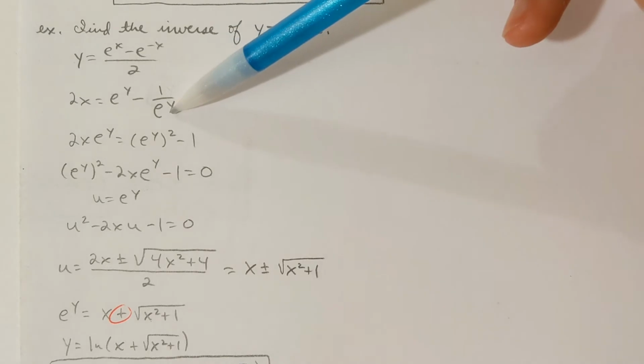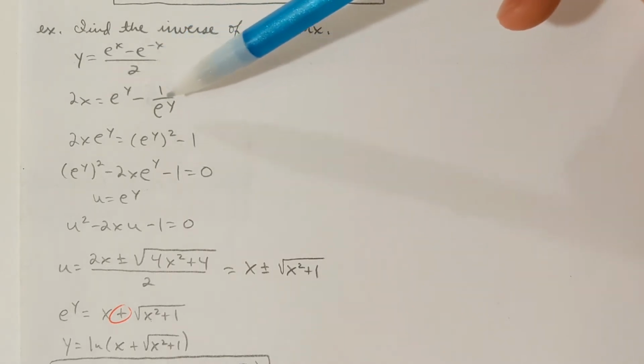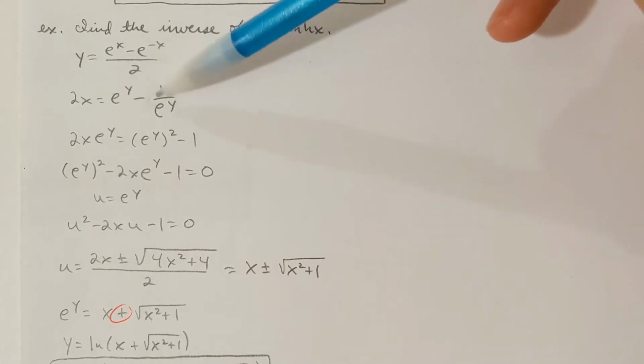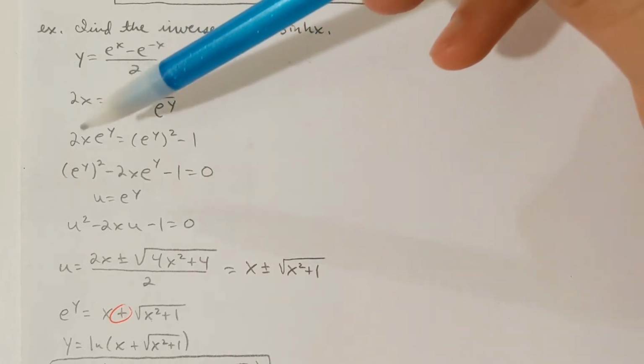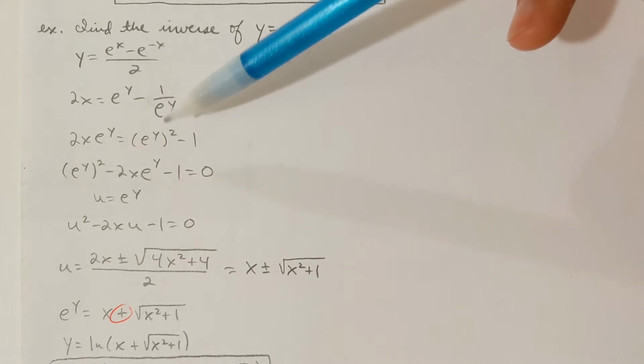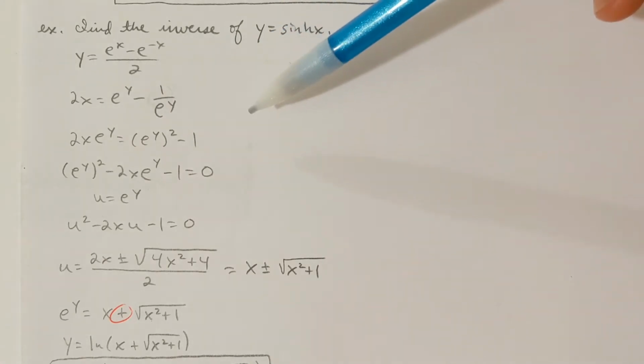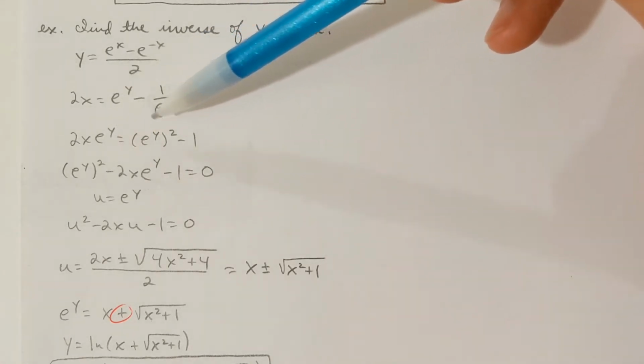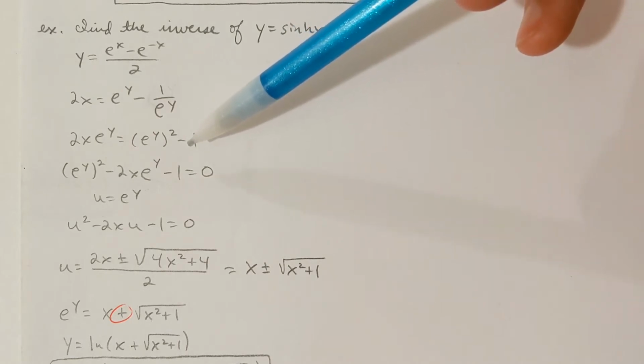That's the same as 1 over e to the y. And let me multiply both sides by e to the y. That way I get rid of this fraction here. So you got 2x e to the y equals e to the y squared minus 1. And let me subtract this term. We'll get all the terms onto one side.